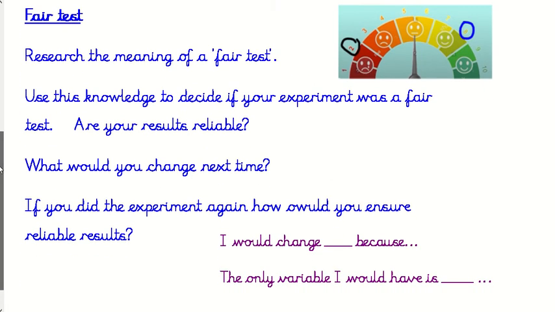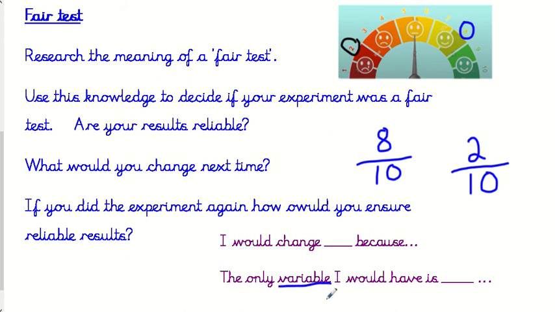Now I'm going to ask you just to write one short sentence to explain, firstly, what you score yourself out of 10. So if you are scoring yourself a 2 out of 10, you might say, I would change because. If you're scoring yourself an 8 out of 10, again, you might say, next time I will change because. Now, if you're thinking very scientifically, you may decide from your research to add the word variable into your sentence. Next time, the only variable I would have is.